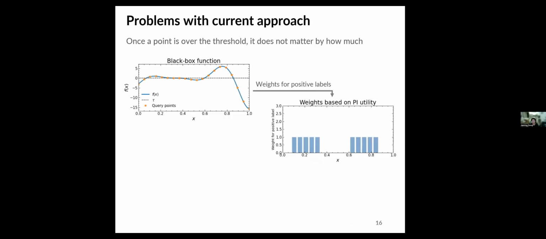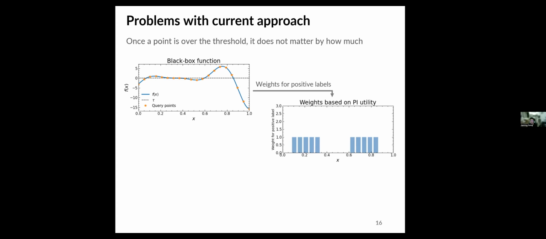So now that we saw one successful example of the idea, what is the problem with this idea? A very obvious problem is that once a point is over the threshold, we don't really care by how much we are over the threshold. Suppose we have two artificially created instances.